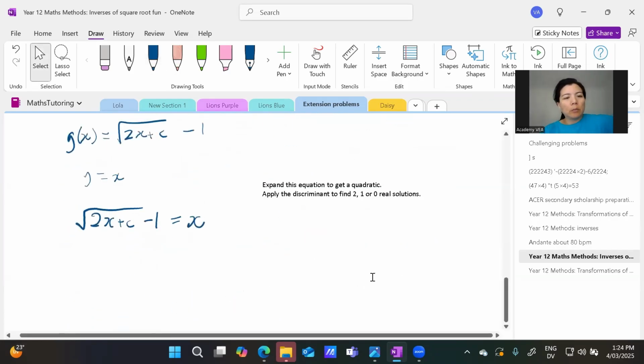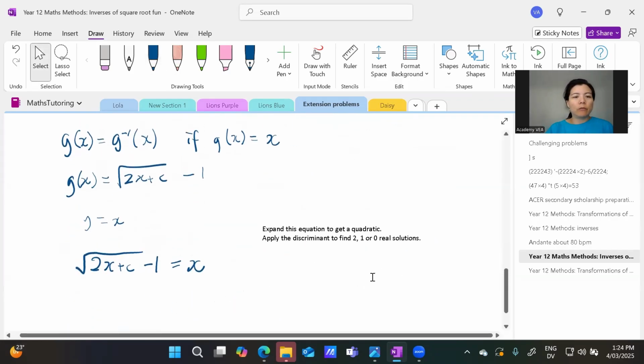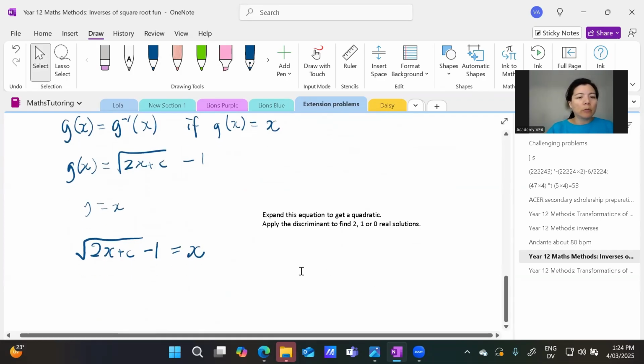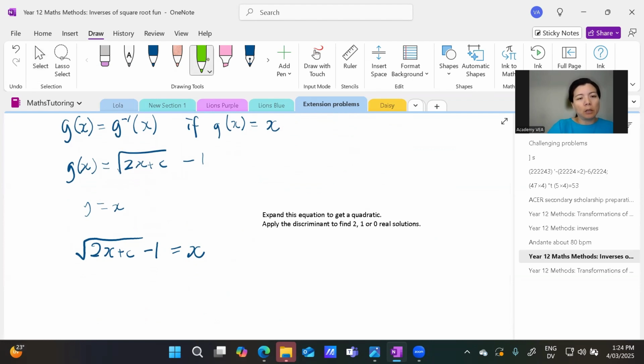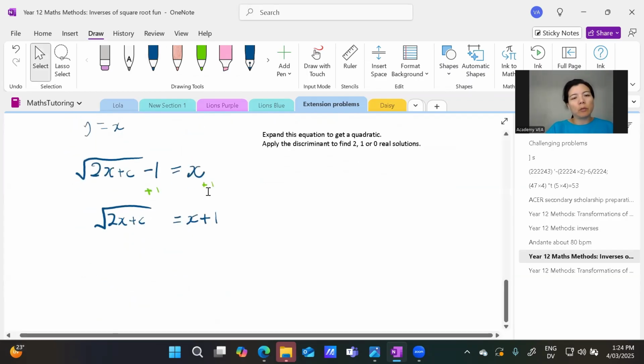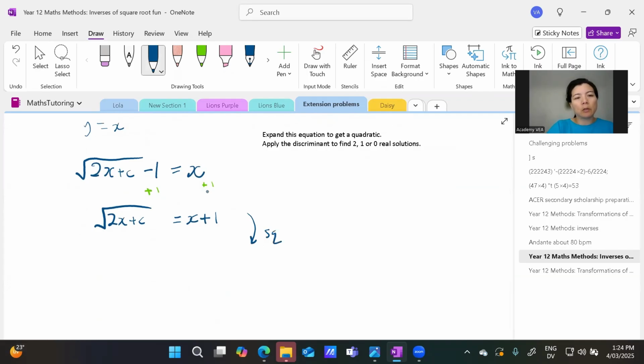Okay, so I'm going to first get the equation to a quadratic form, then we'll find the discriminant. So my first step is to undo the subtraction by 1. So we get square root of 2x plus c equals x plus 1. Then I want to get rid of this square root, so I must square both sides. So I get 2x plus c equals (x plus 1) squared.